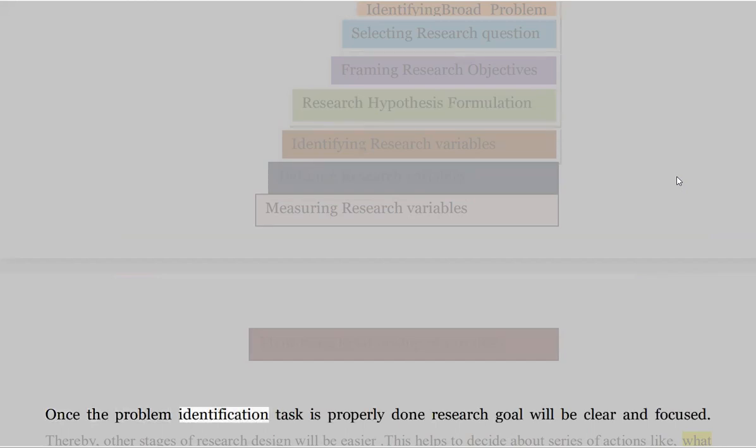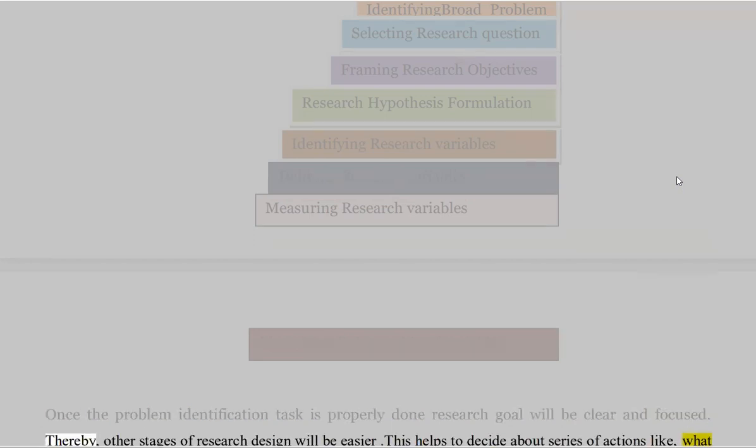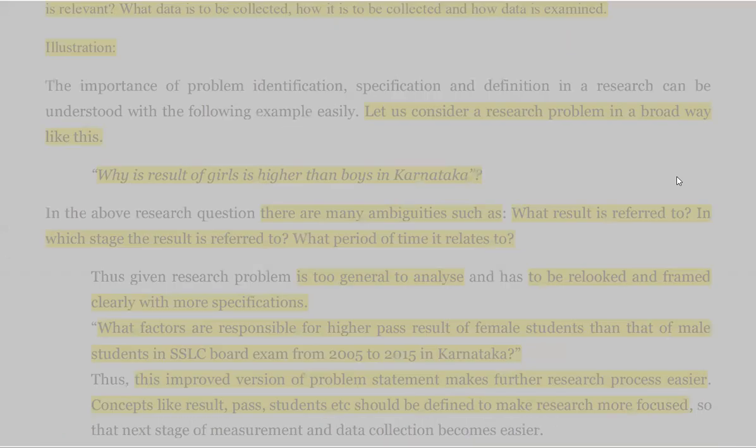Once the problem identification task is properly done, the research goal will be clear and focused. Thereby, other stages of research design will be easier. This helps to decide about a series of actions like what is relevant, what data is to be collected, how it is to be collected, and how data is examined. Illustration.